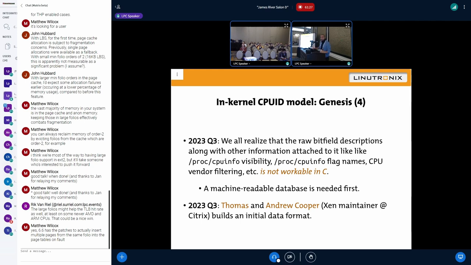So in Prague, at the Embedded OSS conference, Thomas also met with Andrew Cooper, the main Xen maintainer, and they prototyped an initial data format. Not only does it fit the Linux kernel, but also the Xen hypervisor, as a starting point. And we want to make it extensible enough to support other software, not just at the kernel level. For example, in user space, I mentioned the Todd Allen CPUID tool, so we even want to target that.